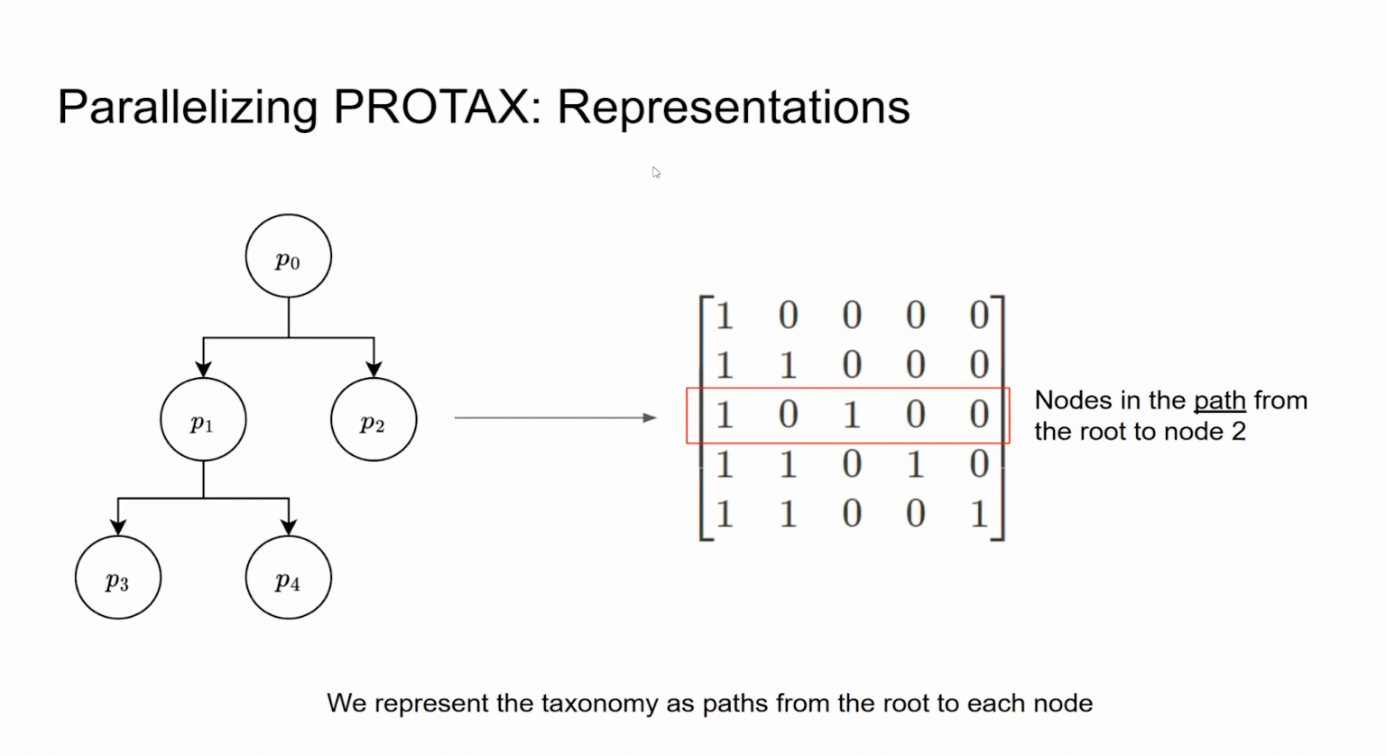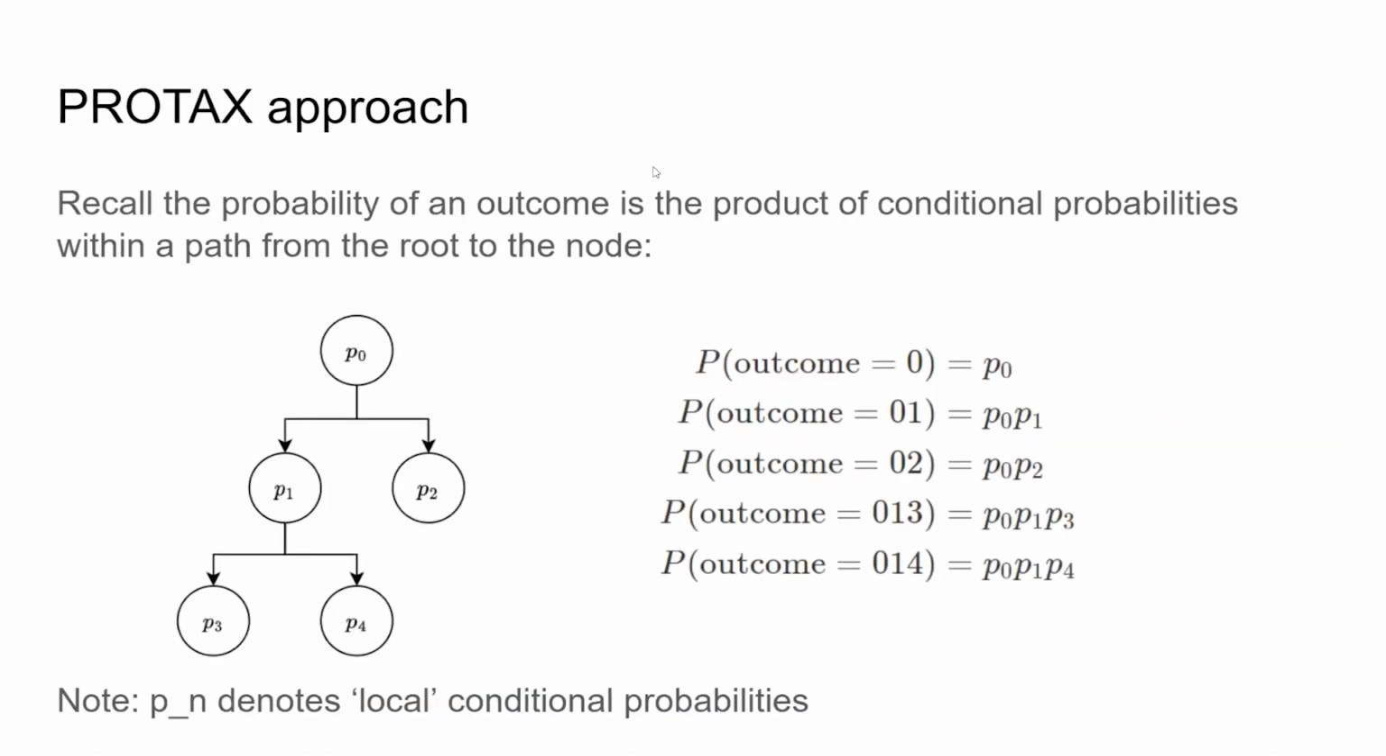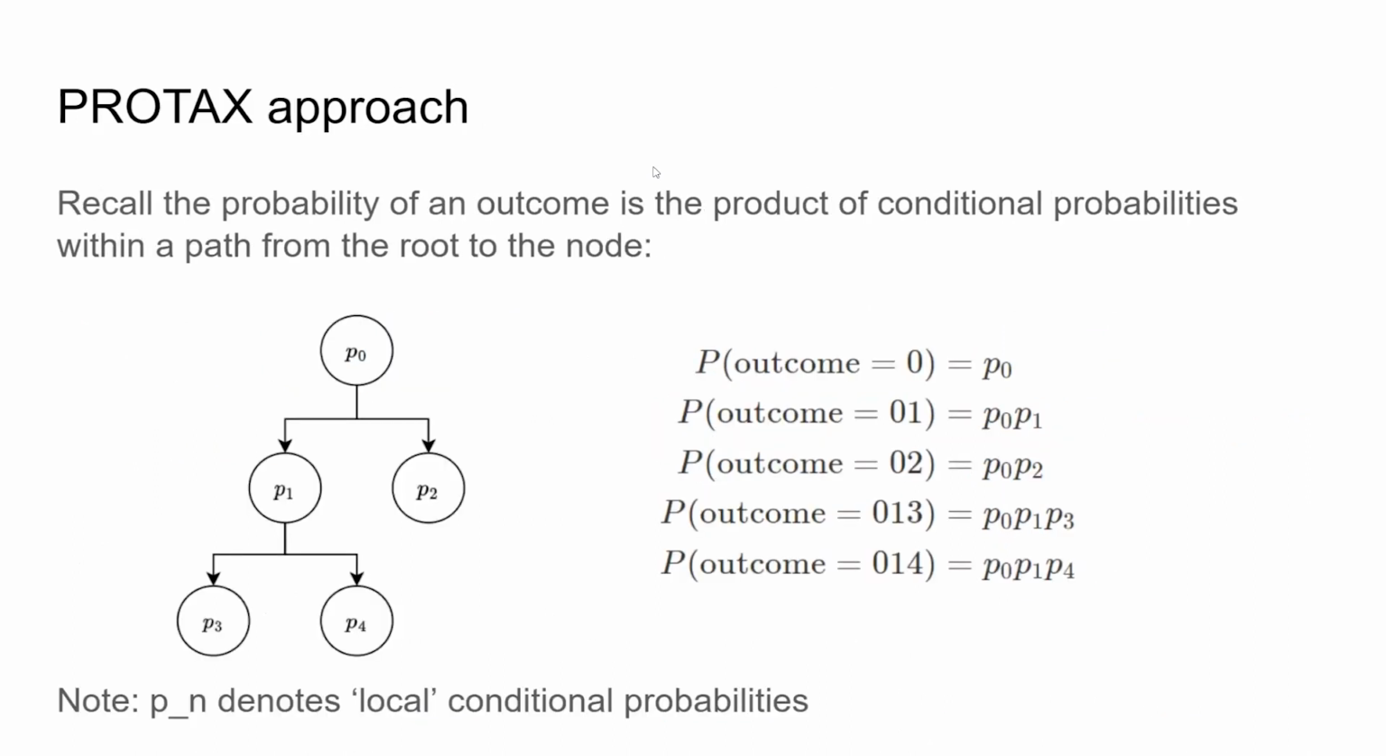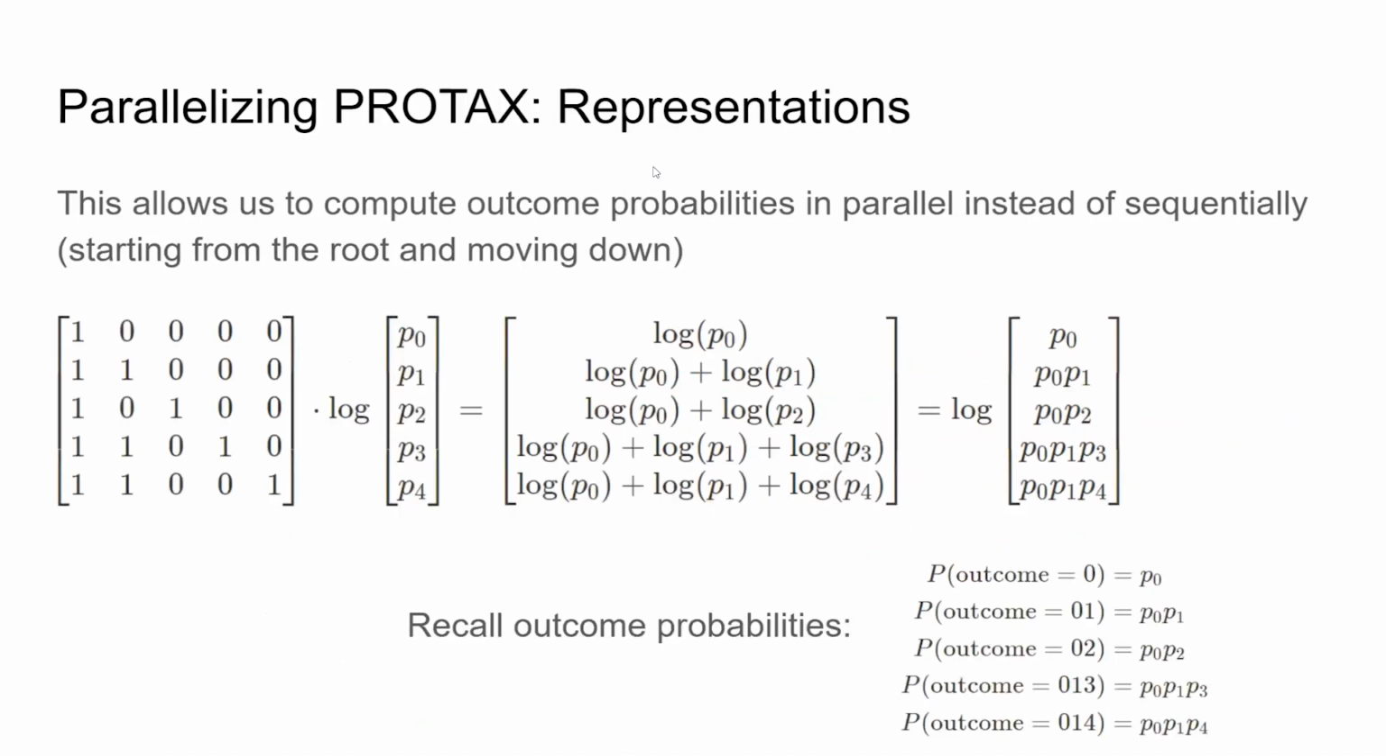Additionally, we represent the nodes within the path starting from the root also as a sparse matrix. And the reason for this is that we can represent the overall probability of an outcome as the product of the conditional probabilities. And if we pre-compute the paths, we're able to chain them together also in one matrix multiplication. And here I just have the mathematical justification for that earlier example.